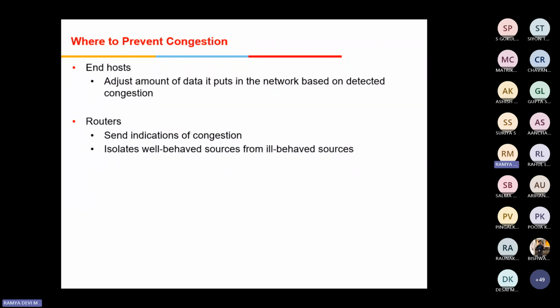So where to prevent the congestion? Congestion can be controlled in both ways, proactively as well as reactively. It relies on both ends: at the sender end, by the end host, and also by the router. End hosts are nothing but the clients, servers, everything.